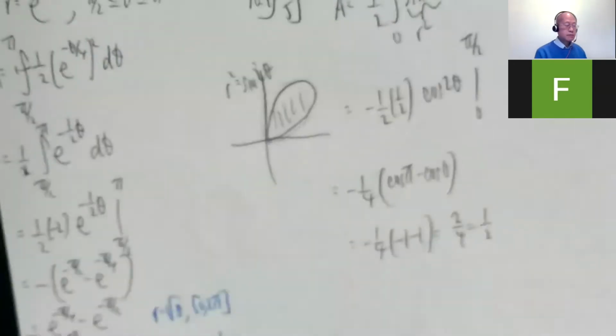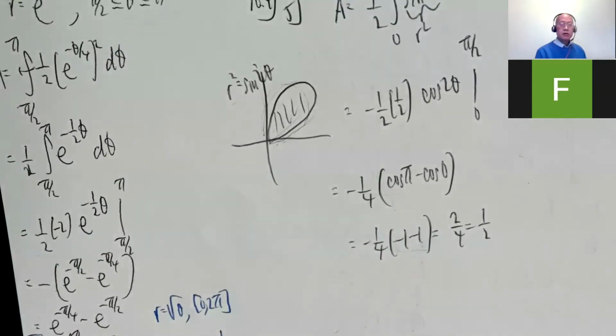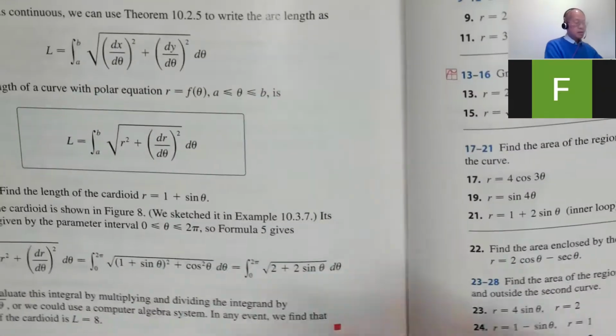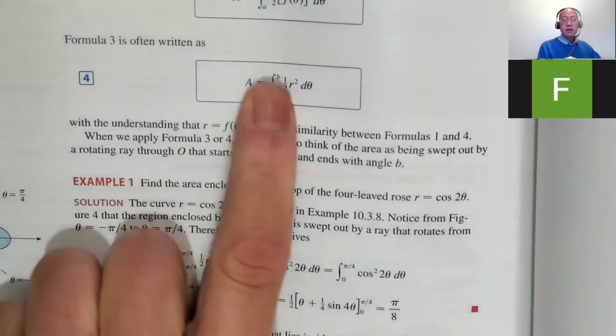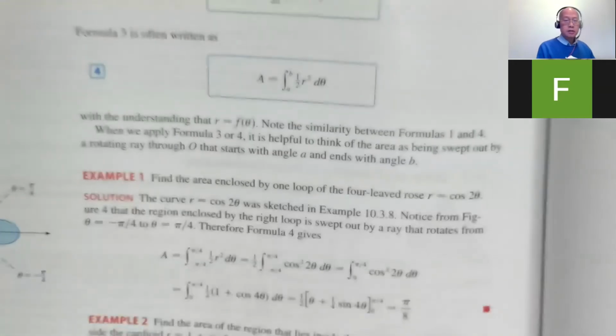Okay, so we're using the formula 1/2 r squared d theta, that's what we integrate. It's on page 670. So put that on your formula sheet.